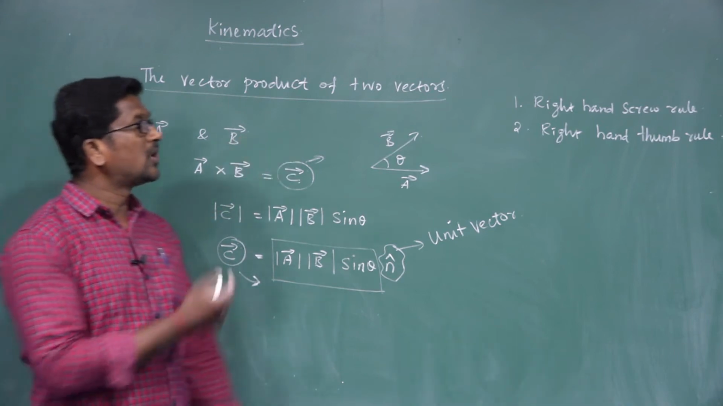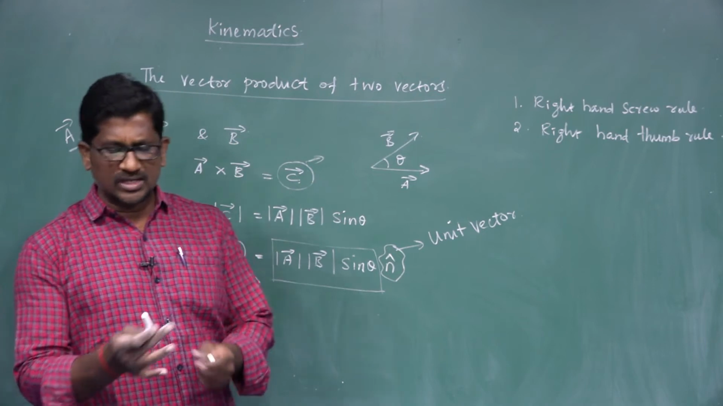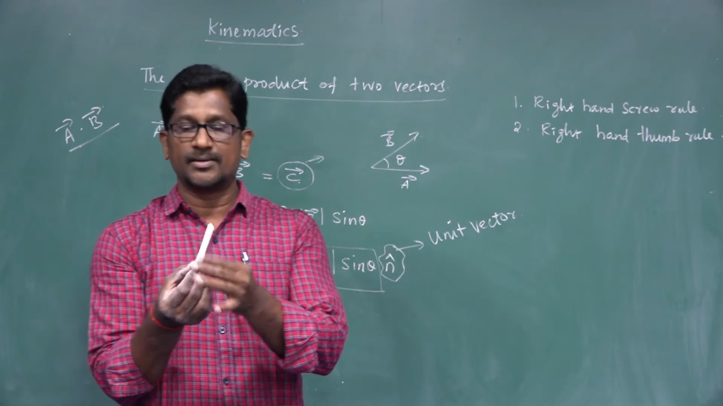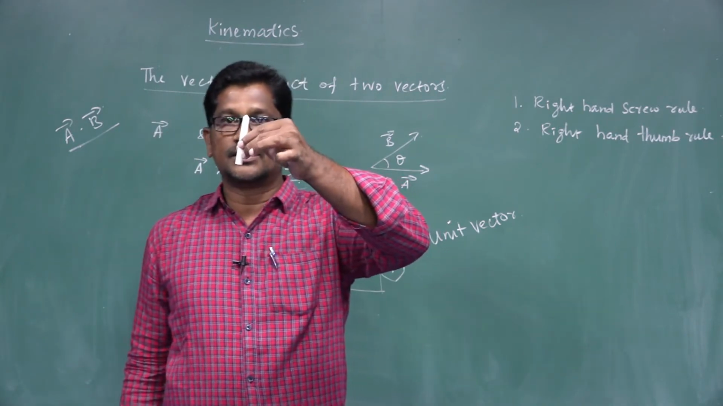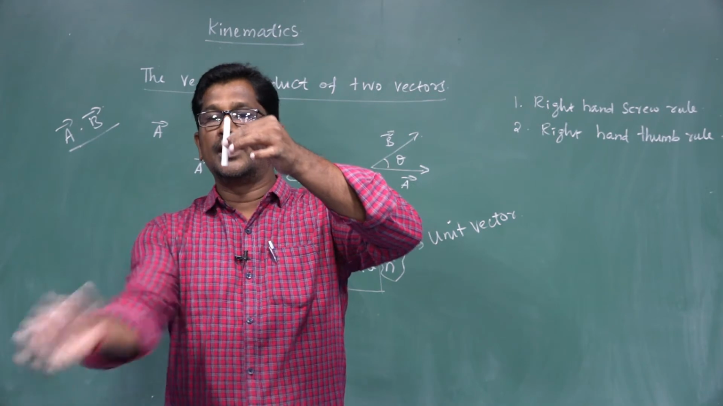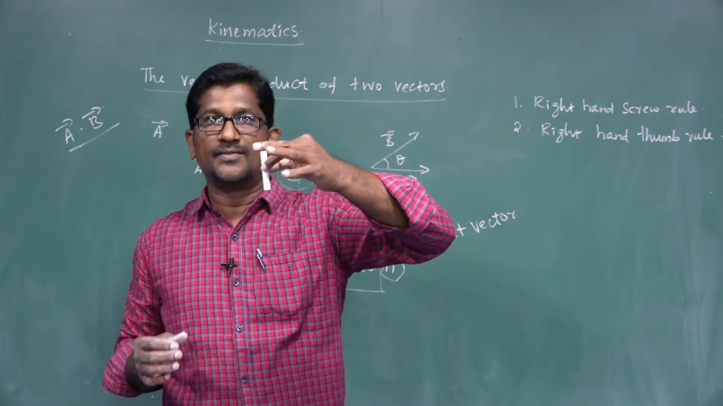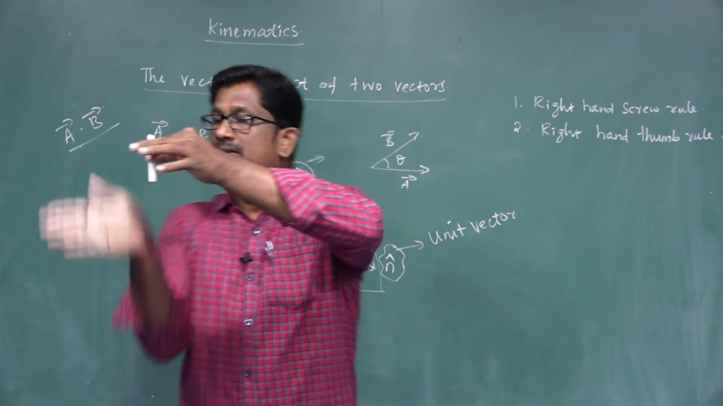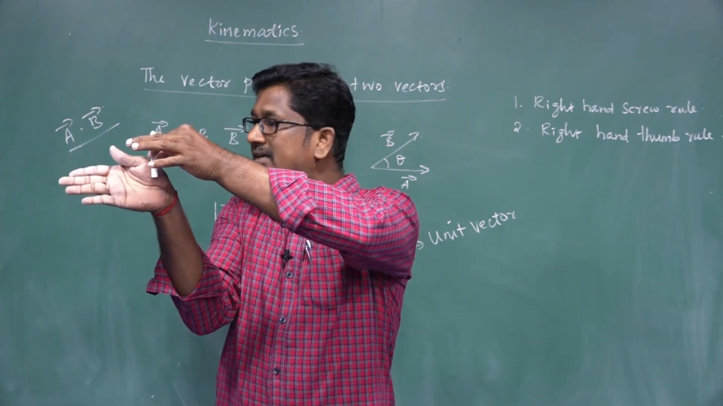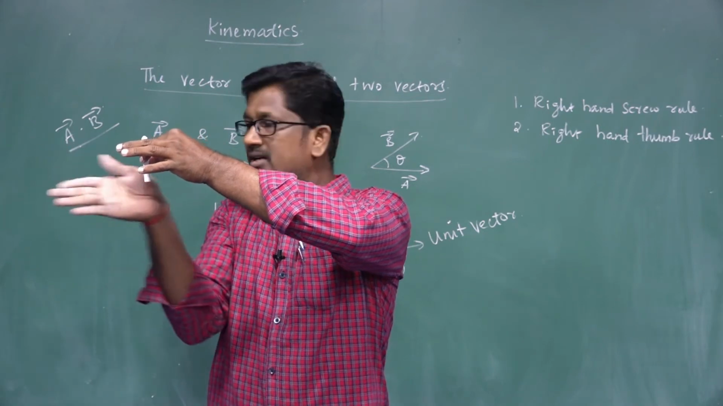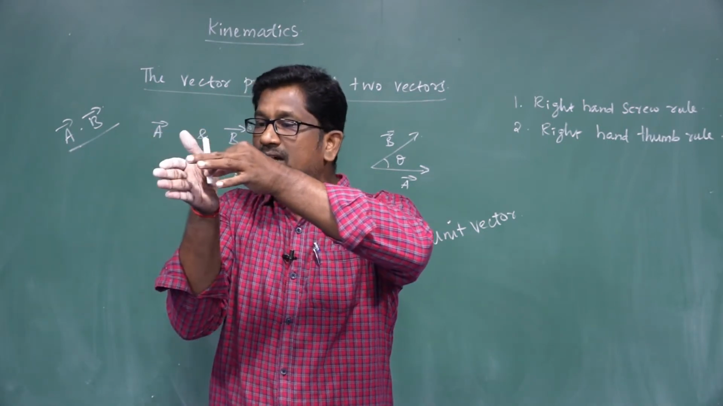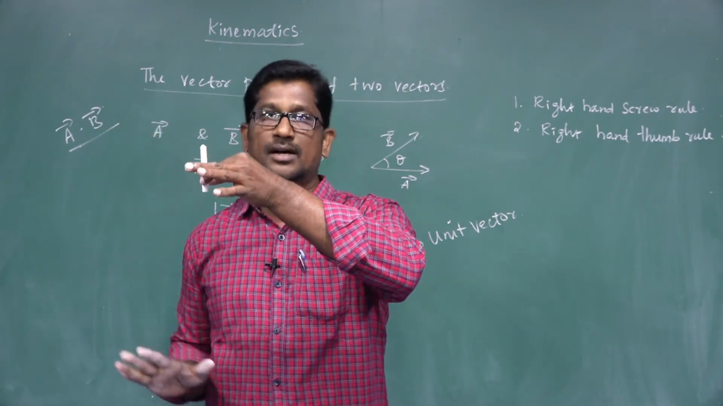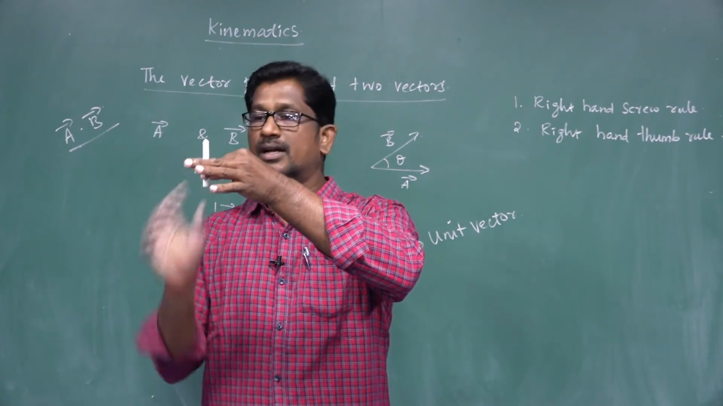Right. First we go for the right hand screw rule. Suppose let us consider this is a screw or screwdriver which is held like this. Right. And it is held by the left hand but it is rotated by the right hand like this. Right. Suppose one of the vectors, that is A vector, is acting along this direction, and B vector is acting along this direction. Suppose the angle between A vector and B vector is theta, right.